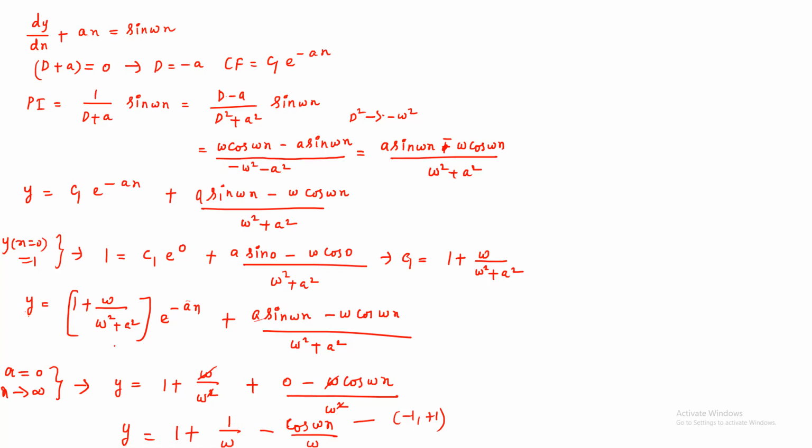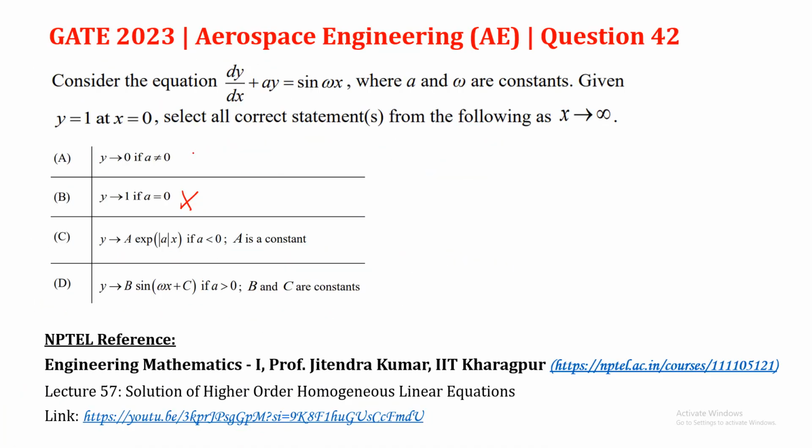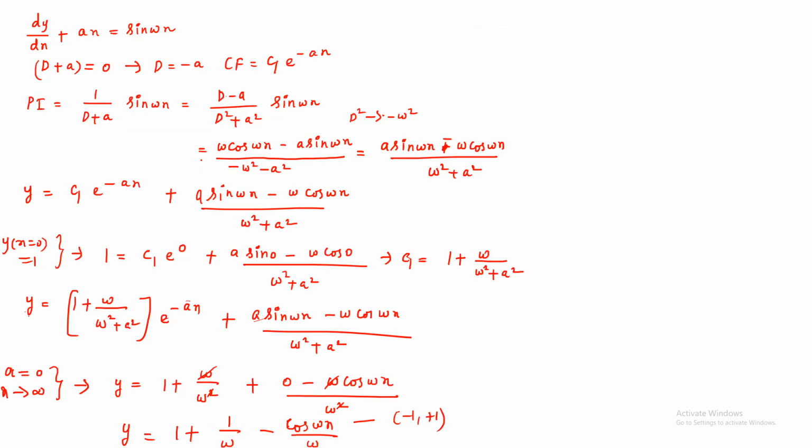If A is not equal to 0, then this whole term will not become 0, right? So at e power minus infinity, this term may go to 0, but we will have a trigonometric term which will lie between minus 1 and plus 1, which is again not equal to 0, right? So this is also not the correct solution. Okay, so one of C and D or both of them has to be correct, right? So let's write it in another form.